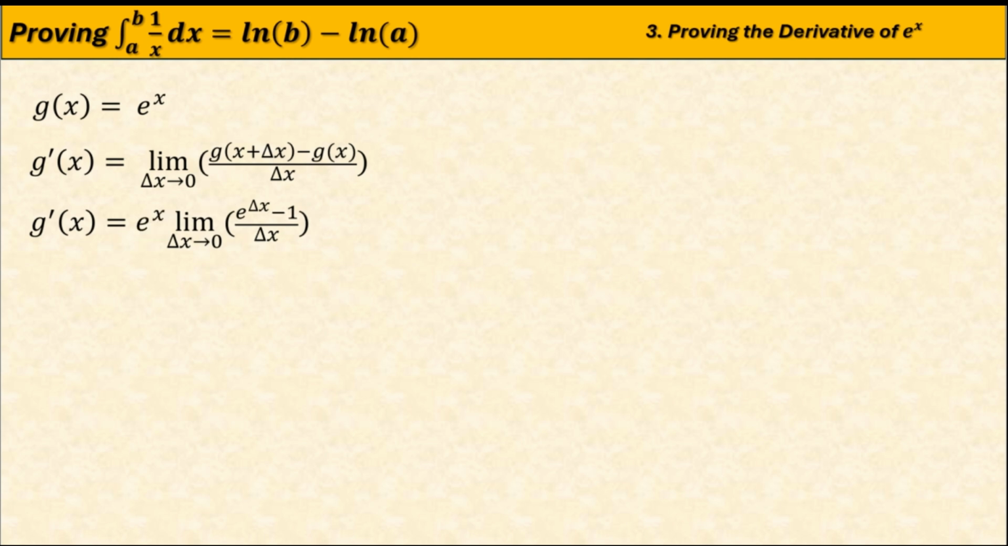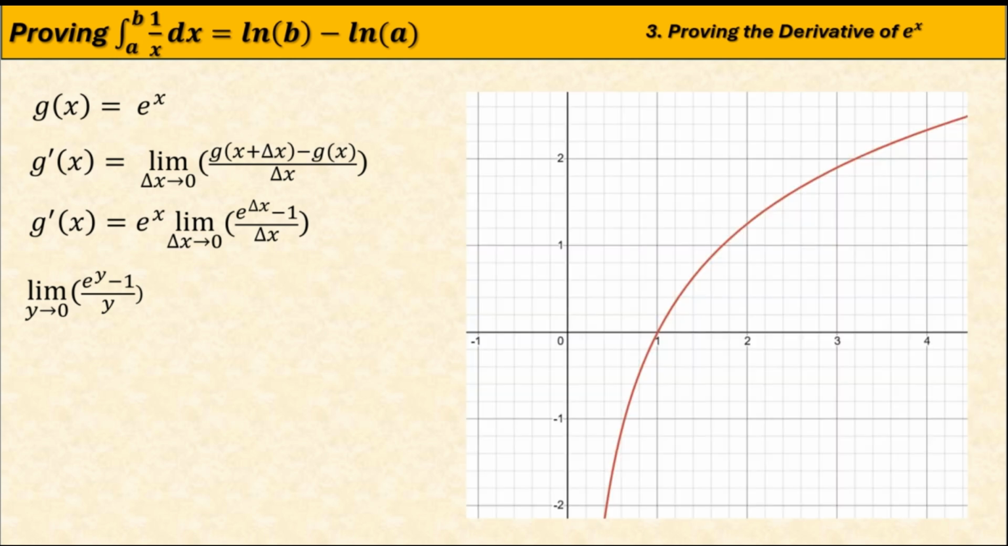Now we can put the e to the x outside the limit, since the limit only involves the change of x, which isn't present in the expression e to the x. What we need to do now is evaluate this limit, and I'll begin by substituting y in for the change of x. So now we're trying to find the limit as y approaches 0 of e to the y minus 1 all over y. Here I have the graph of e to the y minus 1 over y.